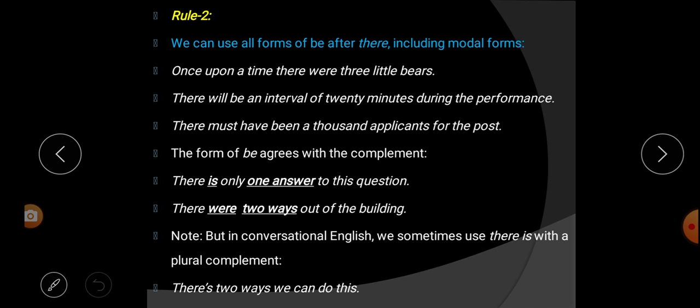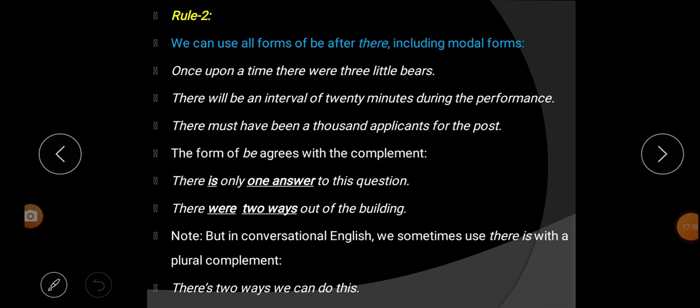Next, so what you learned is that after the introductory there we can use all forms of the be verb, that means is, am, are, was, were, being, been, and modal forms.